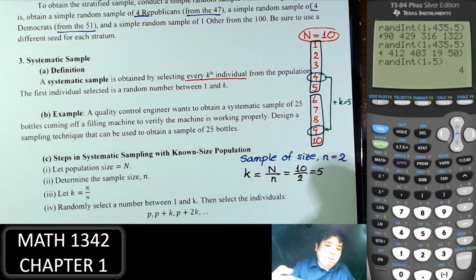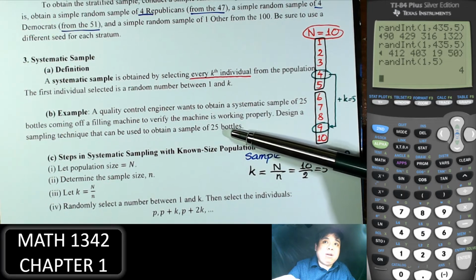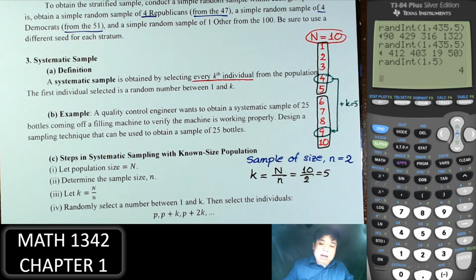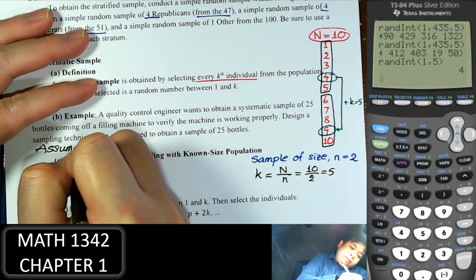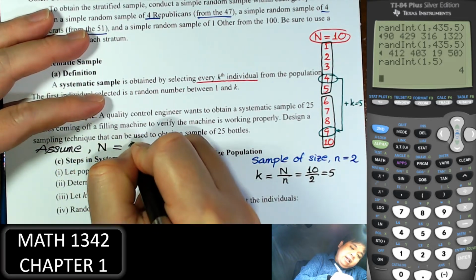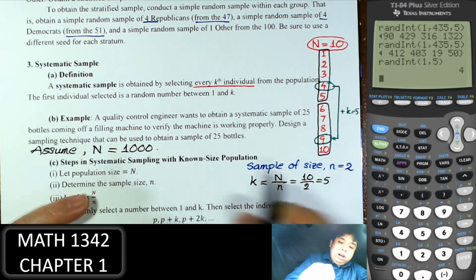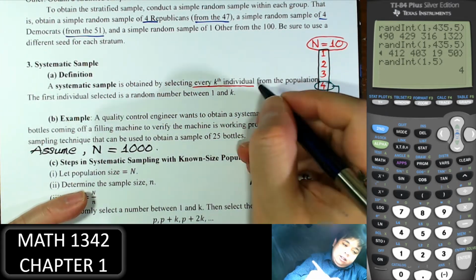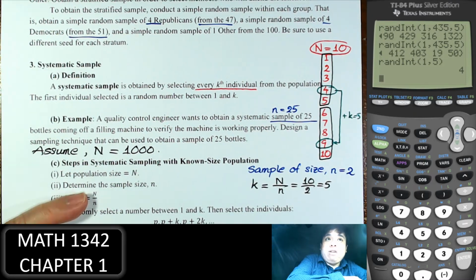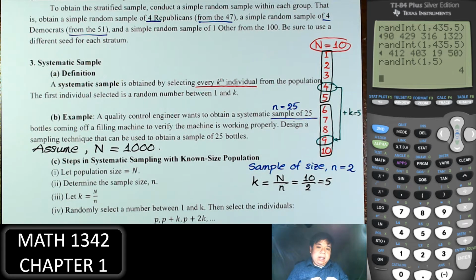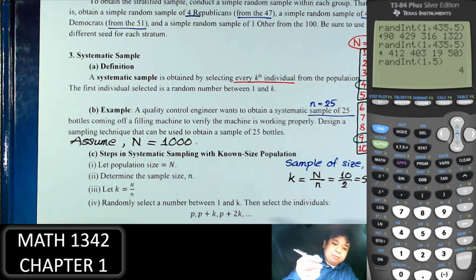Now go back to this example. We don't know the population yet, but let's say we know the population is 1,000 bottles, and we want a sample size of 25. So we take 1,000 divided by 25. That's 40, meaning we have blocks of 40, and within that we pick one randomly, and then just plus 40 every time, right?